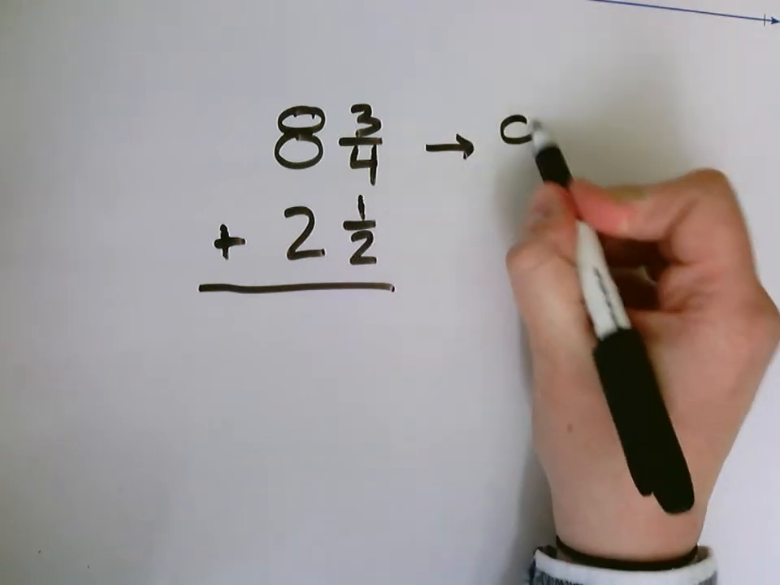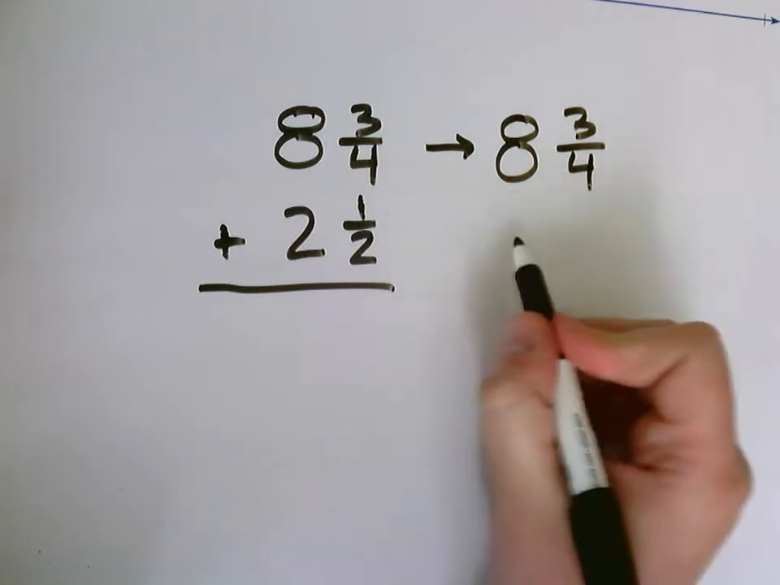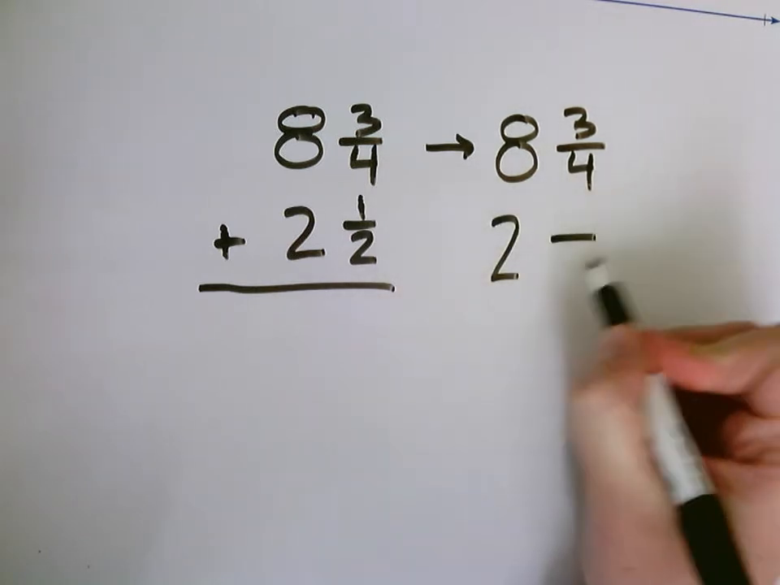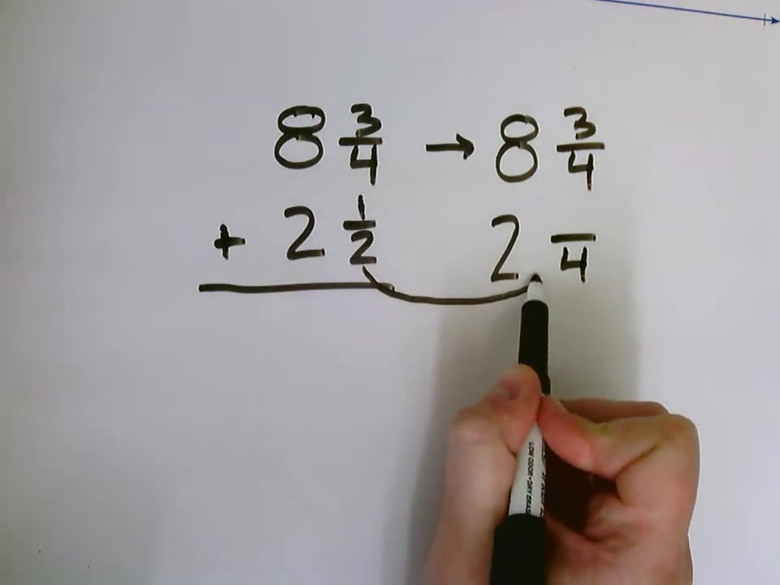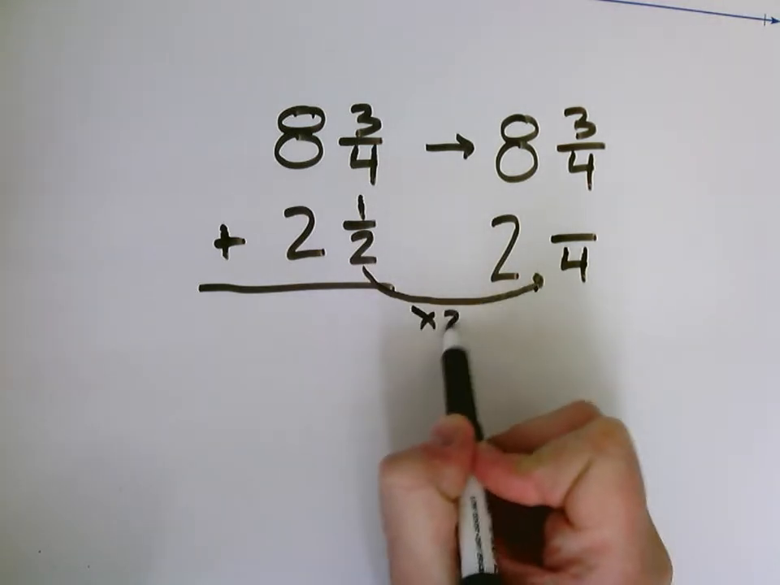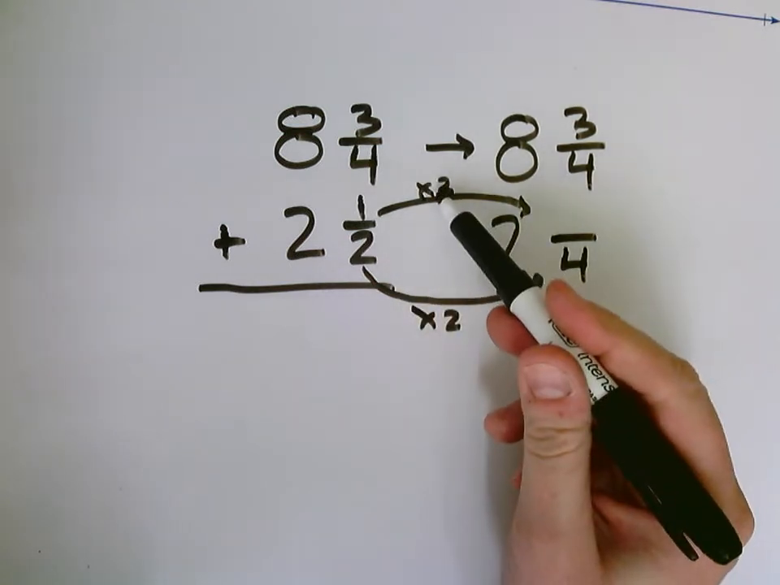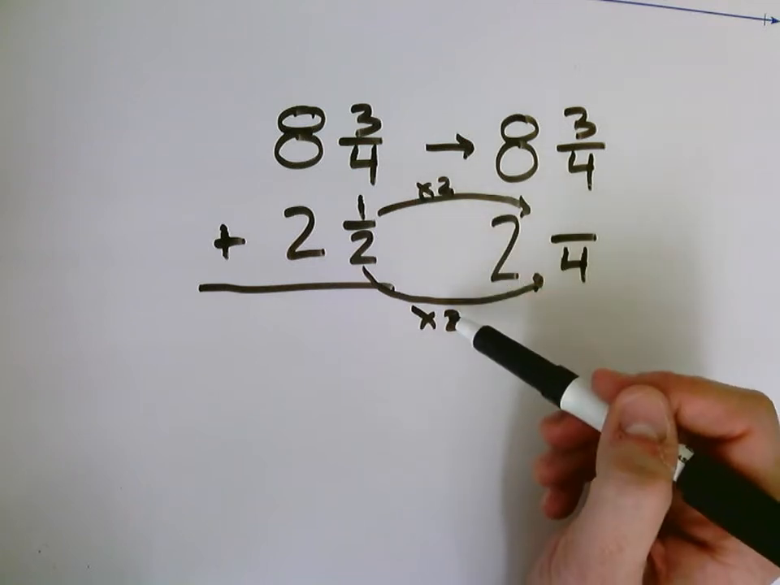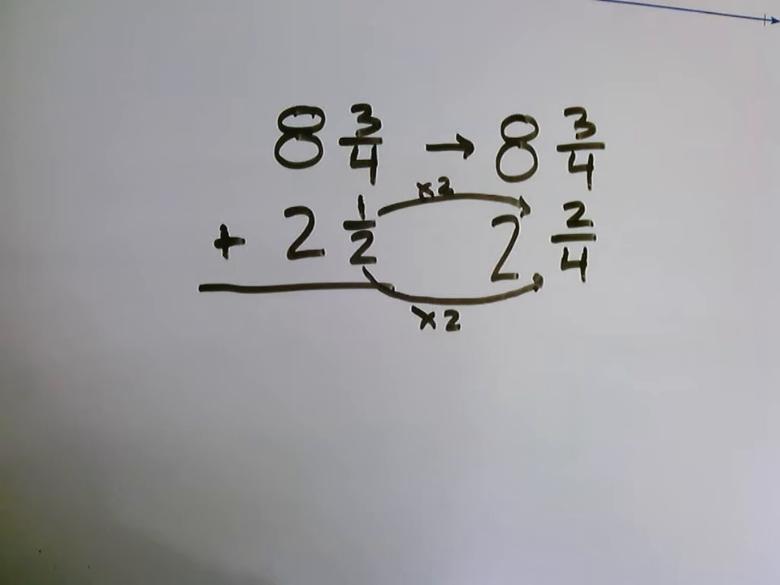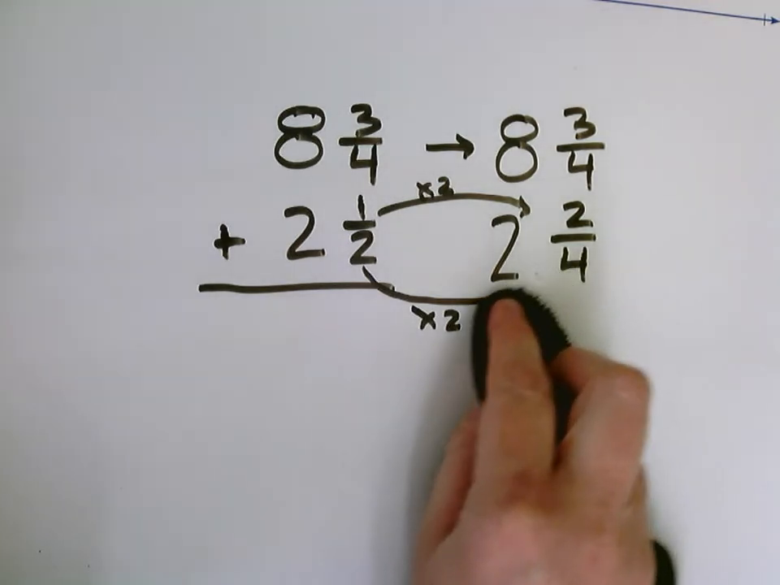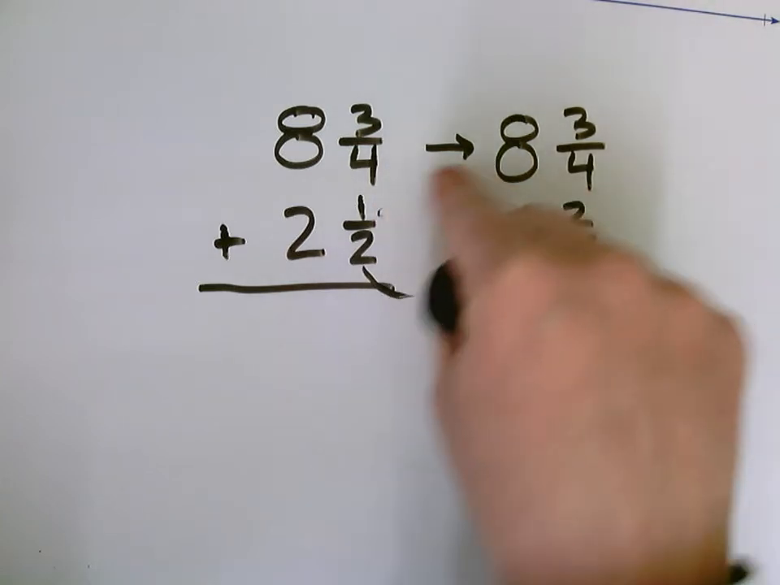So this is still going to be 8 3/4. And here we're going to change my 2.5 to 4ths. So I'm going to think, well, what times 2 gets me to 4? That's 2 times 2. So I'm going to do 1 times 2. Same, I'm multiplying the numerator and denominator by the same number so it stays equivalent. So now I've got 2/4. So now I can add this 8 3/4 plus 2 2/4.